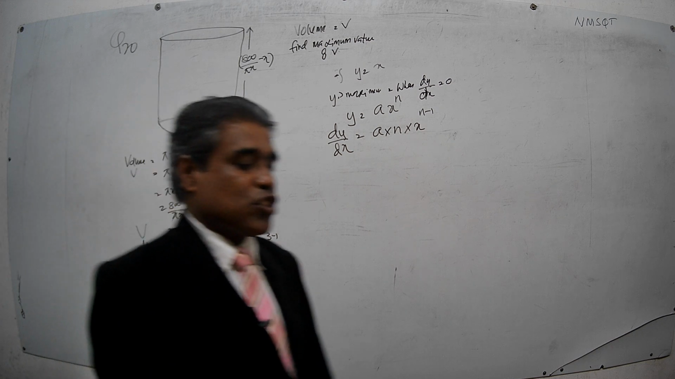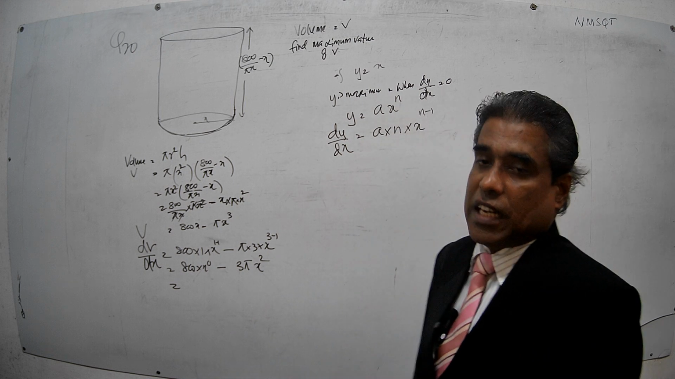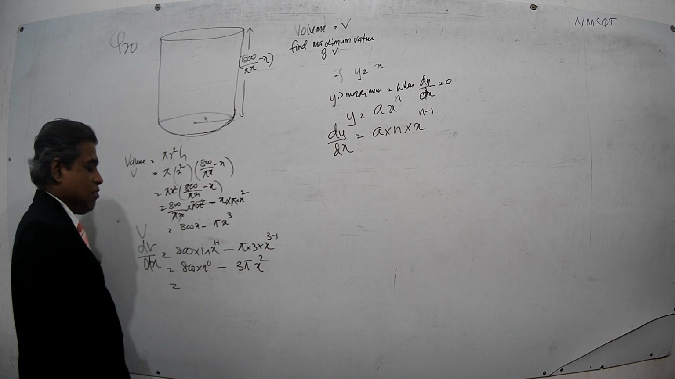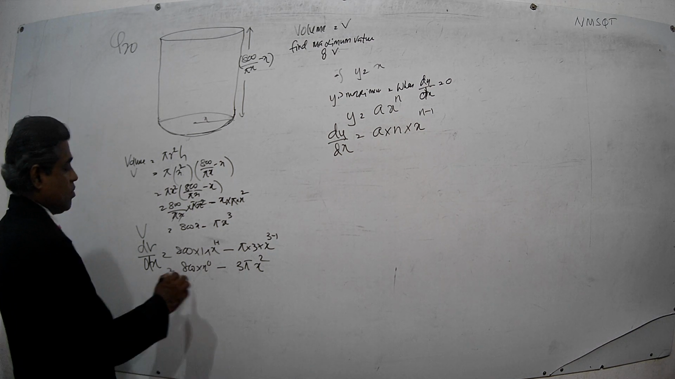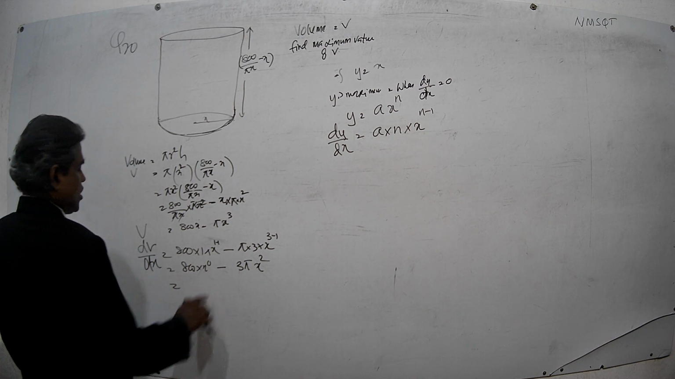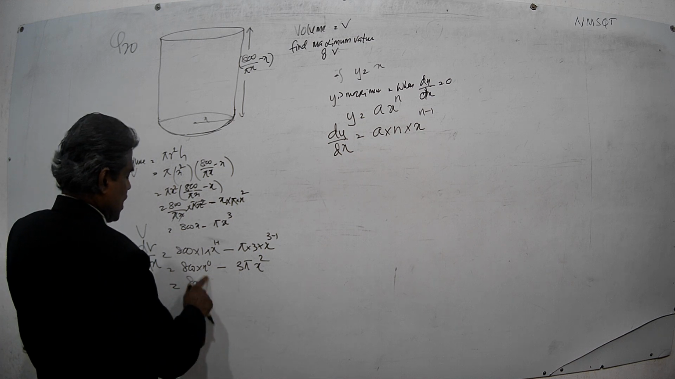What is the value of x to the power 0? Not only x to the power 0, any number to the power 0, any letter to the power 0, any other value to the power 0 is always 1. Therefore, x to the power 0 equals 1. Therefore, 800 will be this value, 1 into 800, 800.